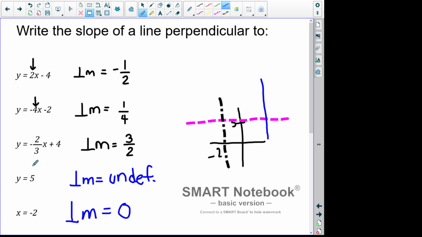So we have these special cases. When these special cases pop up, we want to make sure that we understand what that means. When we just have y equals 5, that's a horizontal line through the value y equals 5. And when we have x equals -2, that's a vertical line through the value x equals -2. So where x is -2, that's where that line's going to go.